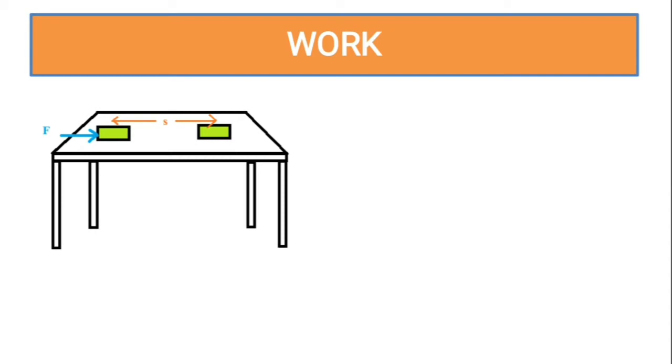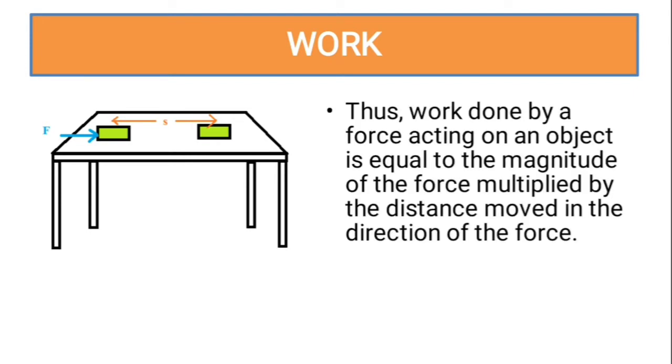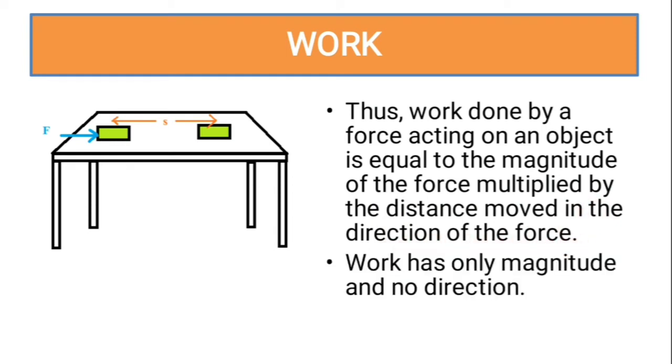Well, suppose there is this table and if you try to push it onto the right hand side, what will happen? It will try to move towards its right hand side. Then if F is the force and s is the displacement, work will be equal to F into s. Thus, work done by the force acting on an object is equal to the magnitude of force multiplied by the distance moved in the direction of the force. Work has only magnitude and no direction, so while calculating work, we need not consider its direction.